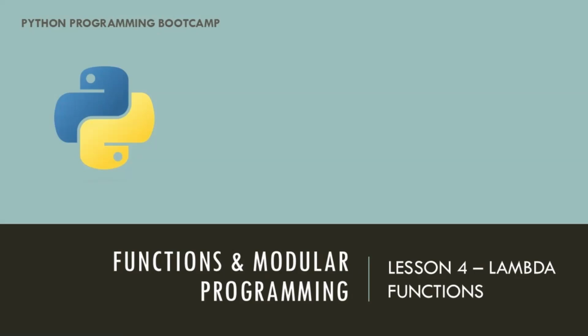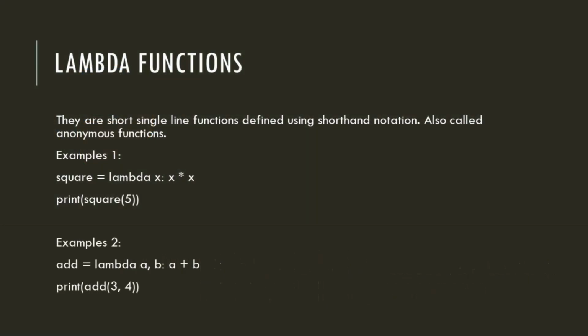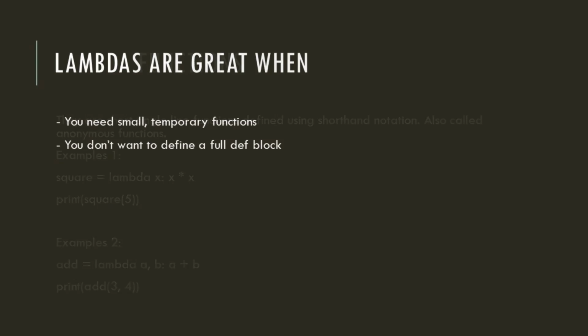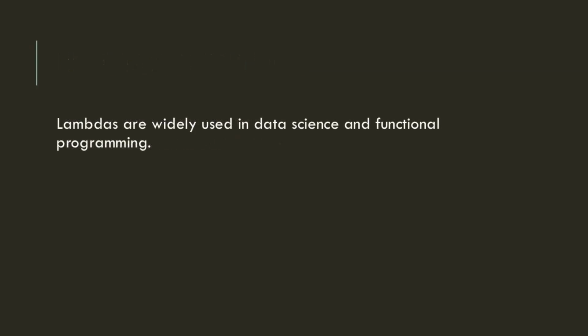Python offers a shortcut for small single-line functions called lambda functions or anonymous functions. Example, square = lambda x: x * x. print(square(5)). Another example, add = lambda a, b: a + b. print(add(3, 4)). Lambdas are great when you need small temporary functions and you don't want to define a full def block. Lambdas are widely used in data science and functional programming.